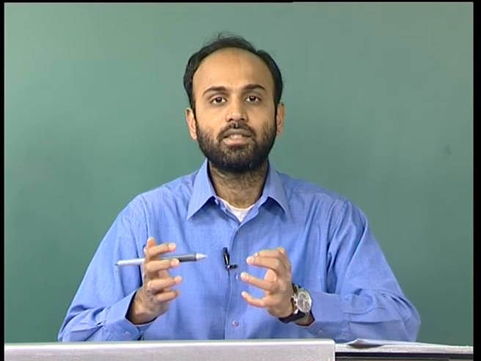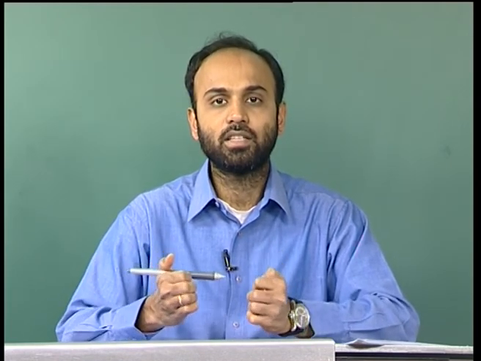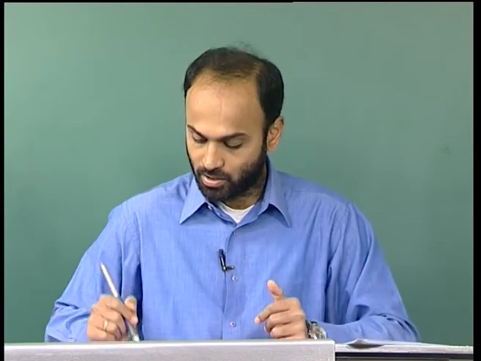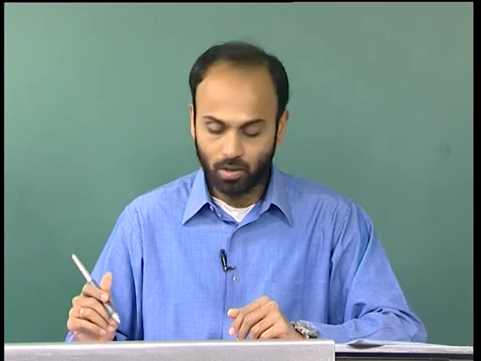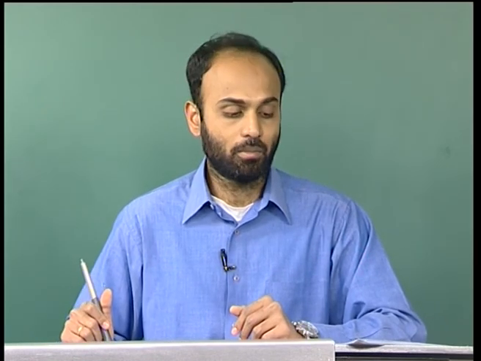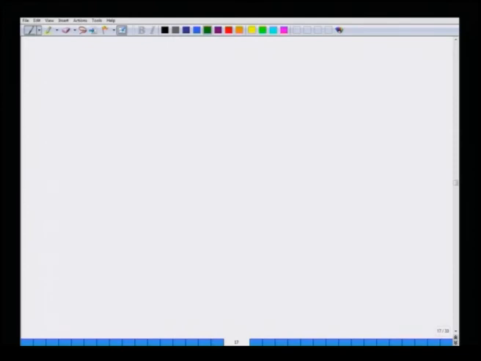Hence, we want to build models which can characterize the signal strength at the receiver as a function of the separation between the transmitter, which is the base station, and the receiver, and the same when the mobile is the transmitter and the base station is the receiver. We need models which characterize the signal strength, so that we can characterize the transmit power, so that we can characterize the receive power, and so on. And these models are termed as propagation models, channel models or large scale propagation models.